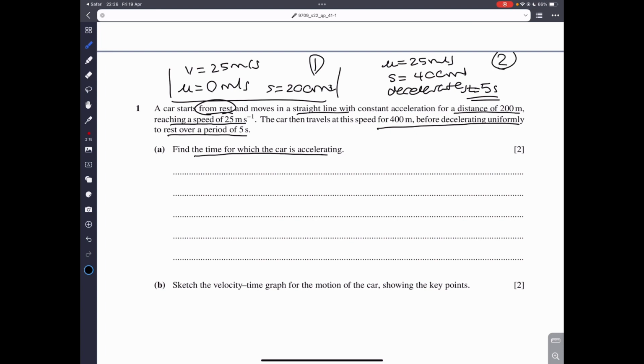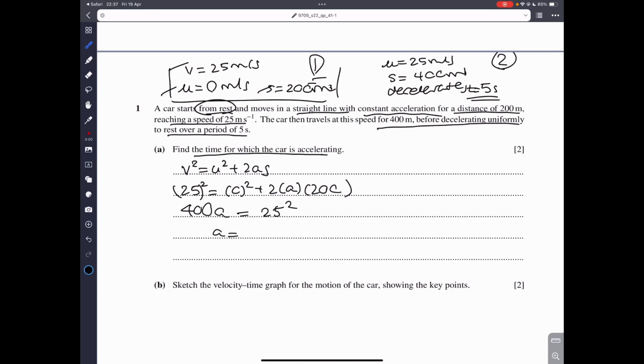Okay, so we know this information now. We want to know the constant acceleration from part 1, how much it is accelerating. We know v, we know u, and we know the distance. There's one equation which links all of these together: v squared equals u squared plus 2as. So the final velocity is 25 squared, u is 0 squared, plus 2 times a, the unknown we have to find, times the distance of 200 meters. We solve this out. This is 400a equal to 25 squared, so a is equal to 1.562 meters per second squared.